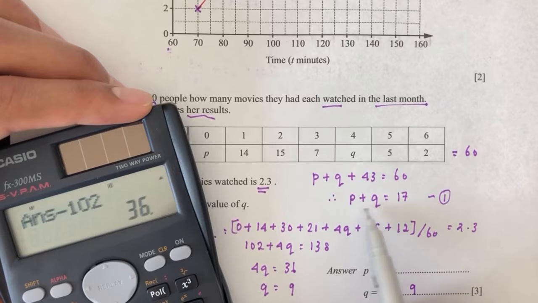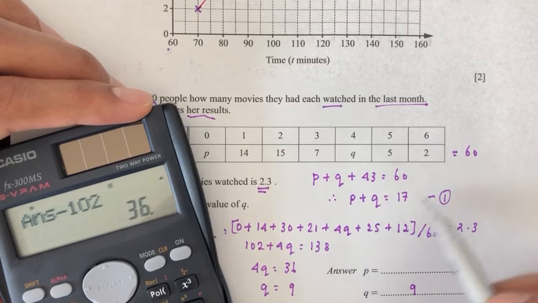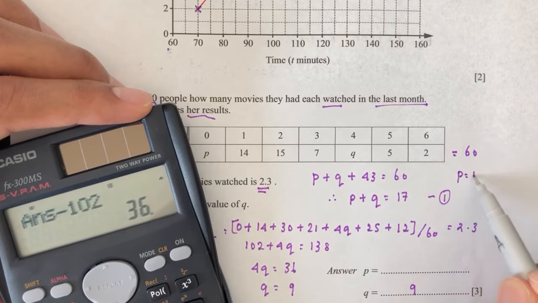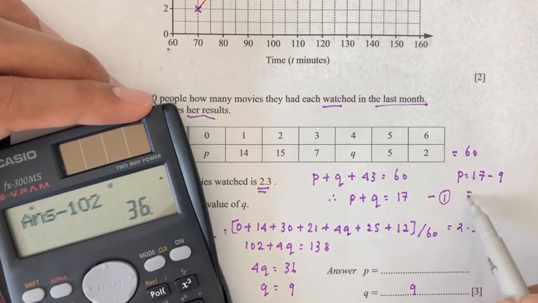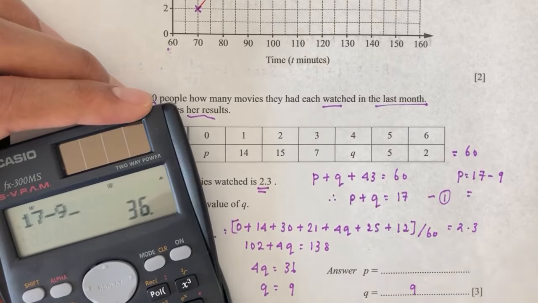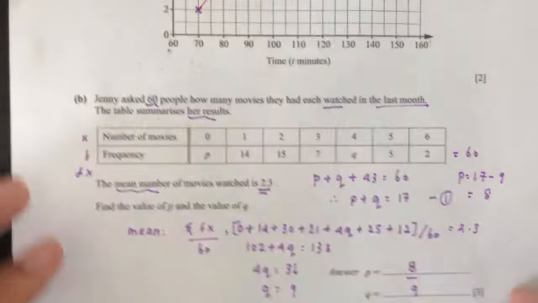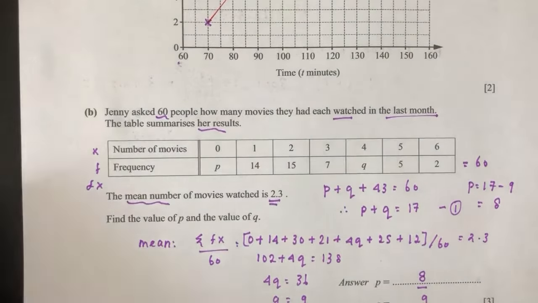So now find the value of p from here. If q is 9, p will be 17 minus 9. So 17 minus 9, that will be 8. Value of p is 8 and value of q is 9. That is part B of question 2.